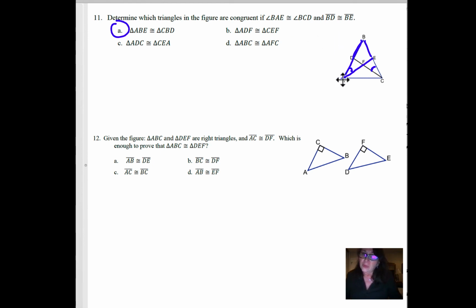You can't really say that ADC is congruent yet, because you don't have enough information based on the information they gave you, which is up here. ADF, let's erase some of this. ADF is this little triangle here, which again doesn't deal with the BD. And then you've got ABC, the whole triangle, which is not congruent to AFC, so that's definitely a no.